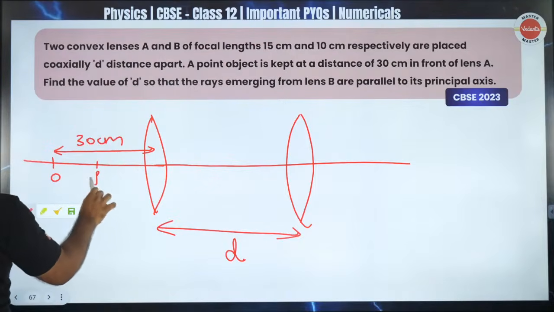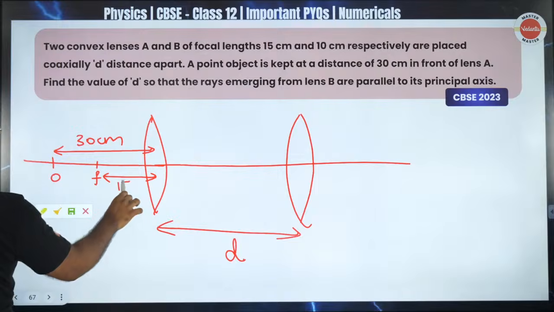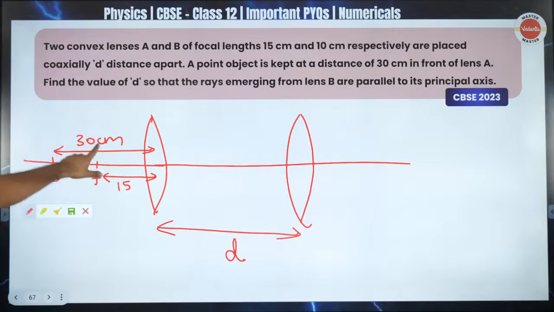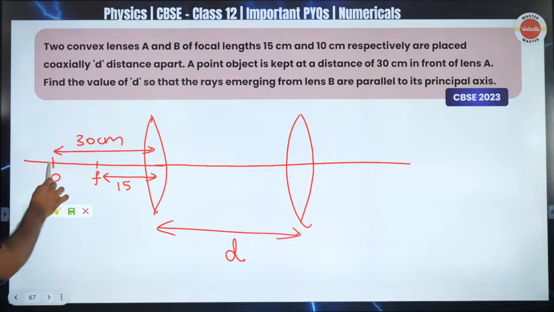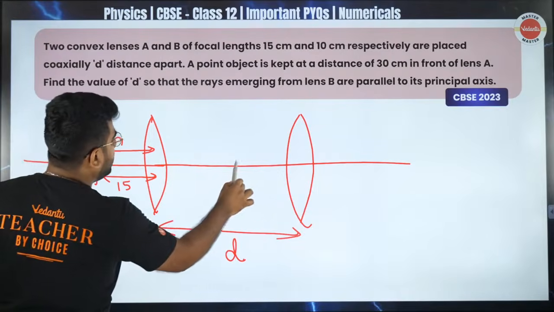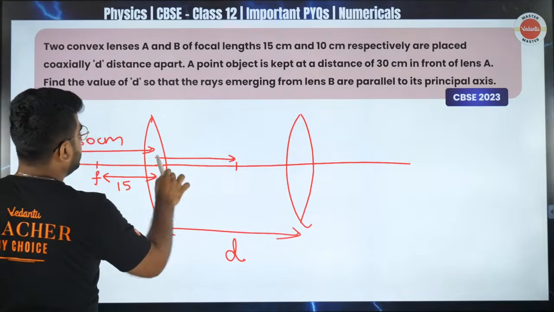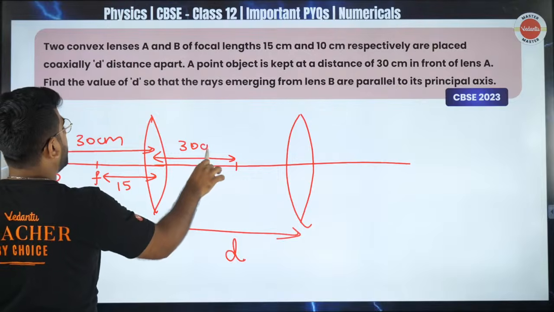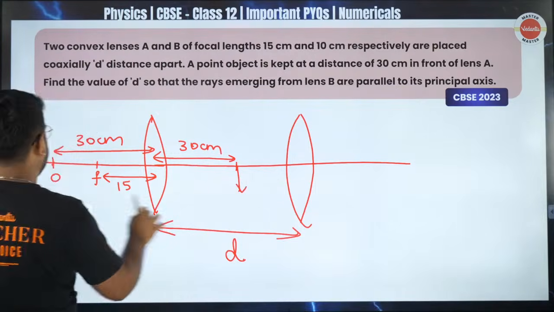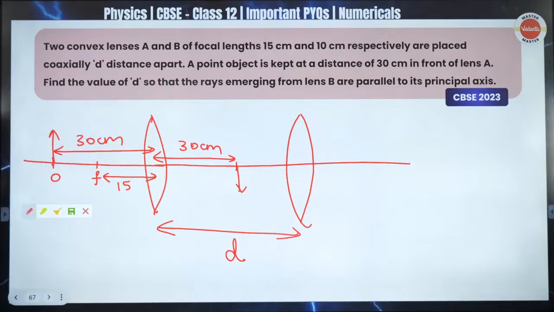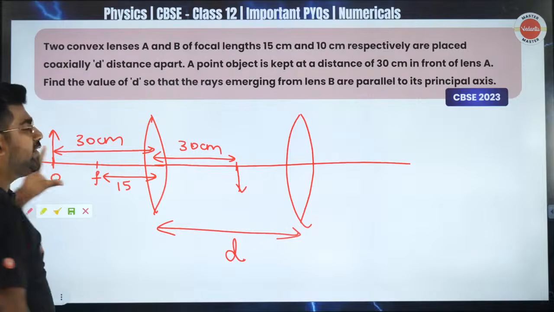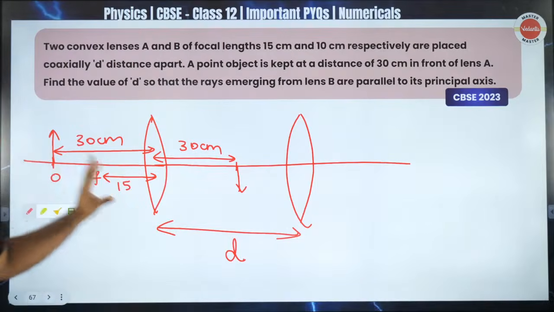Focal length is 15, and the object is at 30, so the object is at the center of curvature. So the image will also be at the center of curvature, but inverted. Did you all like it? First step clear? Is everyone happy so far?